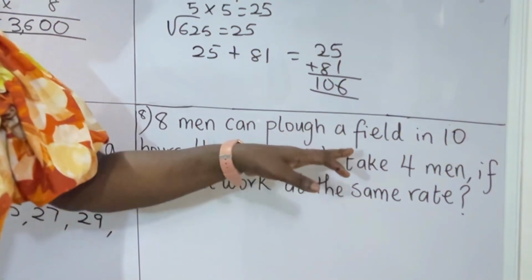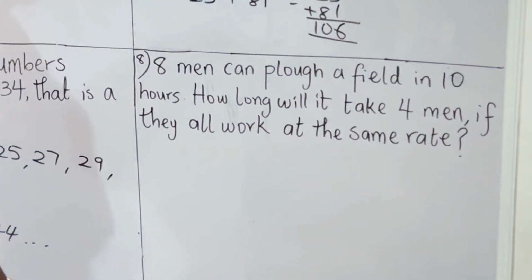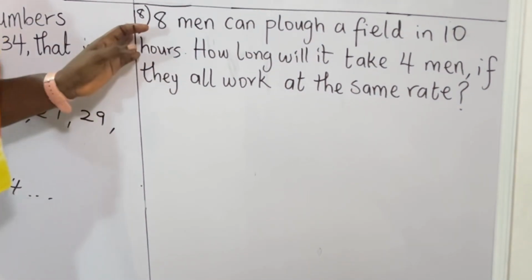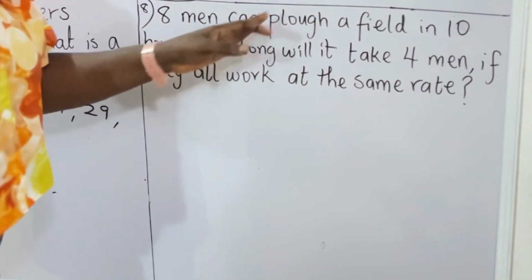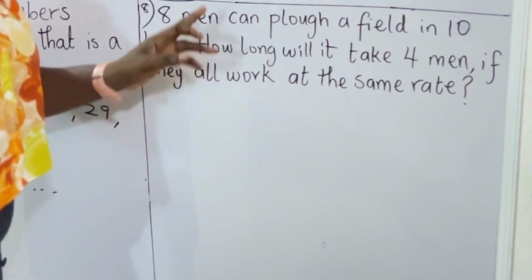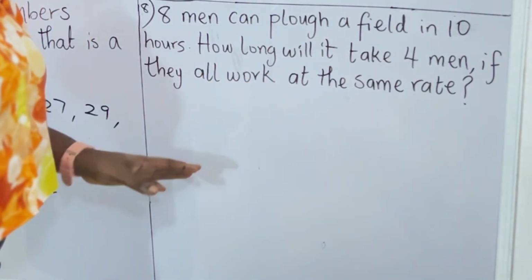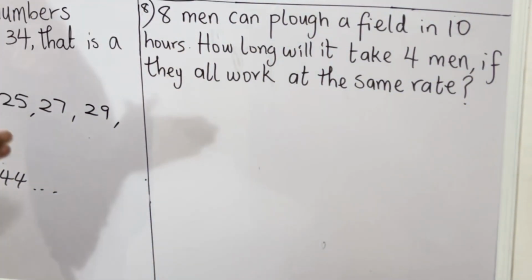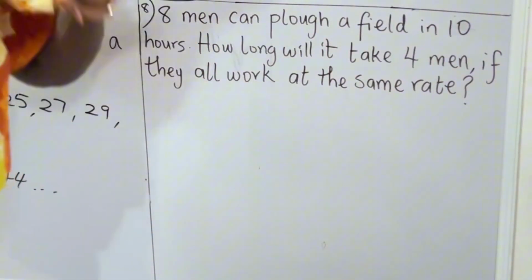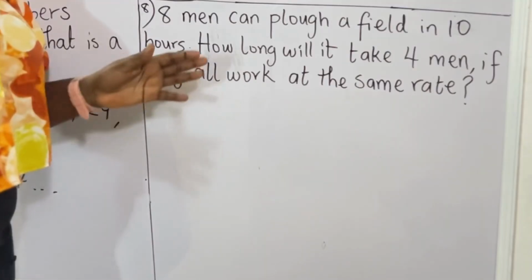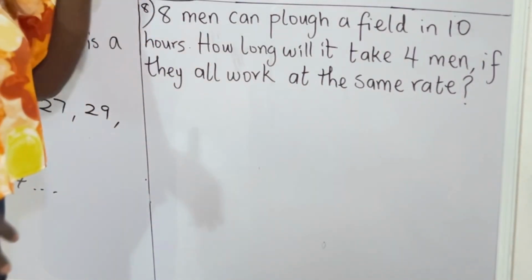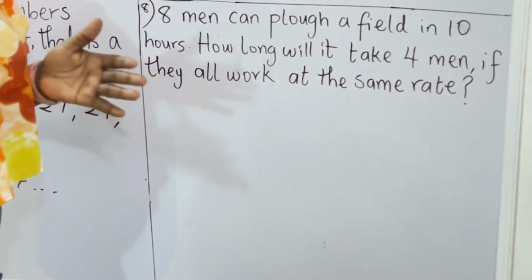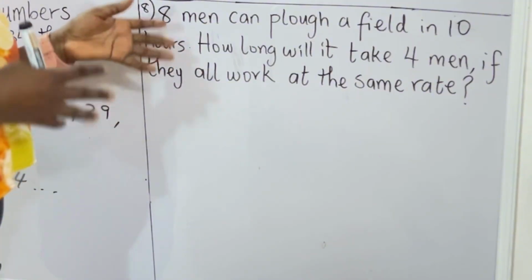8 men can plow a field in 10 hours. This is a question of men at work. 8 men can plow a field in 10 hours. How long will it take 4 men if they all work at the same rate or at the same pace? Always understand your question when you are dealing with proportion, to know if it's a direct proportion or an indirect proportion. This one looks like an indirect proportion.